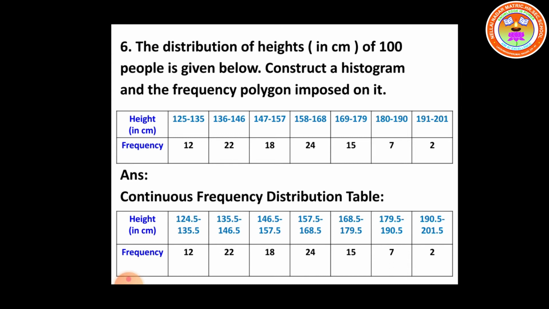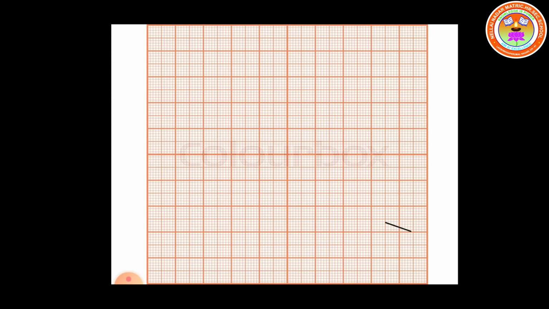Now let us construct the histogram. Then after using the histogram, we can construct the frequency polygon. Let us see. First step, you have to draw the x-axis. Give the name X dash. And draw the y-axis. Give the name Y dash. Their intersection, the origin, is nothing but 0, 0.